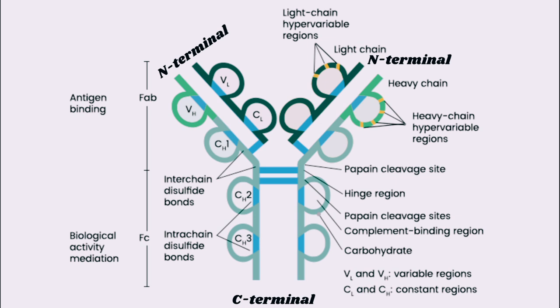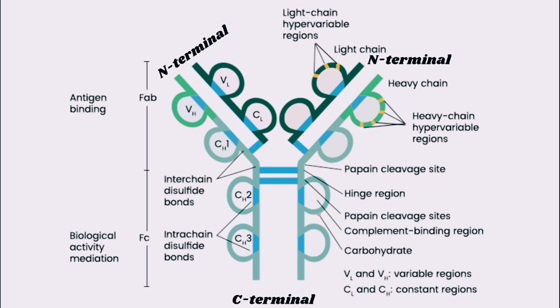This structure is basically comprised of 4 polypeptide chains: two identical heavy chains and two identical light chains. You see the lighter green ones are the heavy chains, and the darker green ones are the light chains. Why are they named heavy and light? Because of their molecular weight. High molecular weight chains are considered heavy, and low molecular weight chains are considered light.